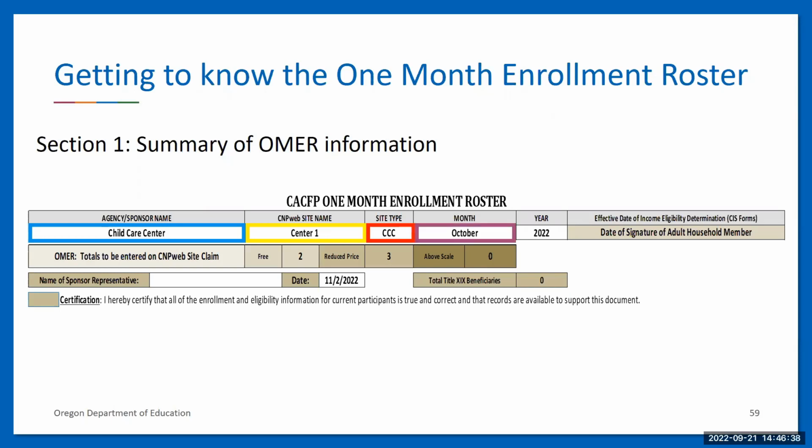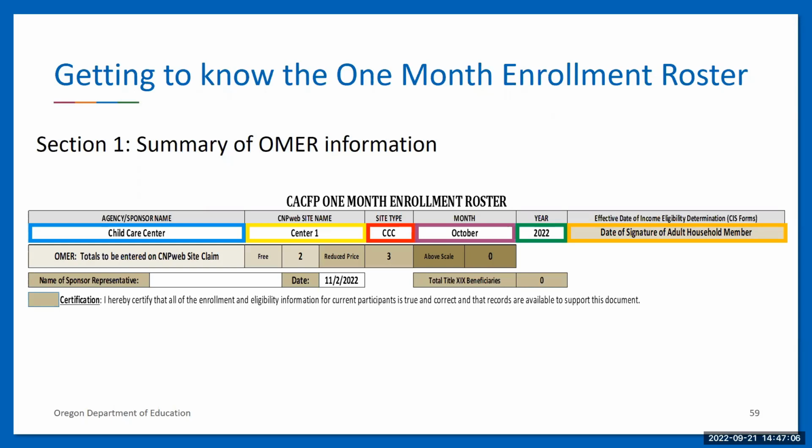Similarly, when you select the cell under month, now outlined in purple, a drop-down list of all months will appear. This is where you document which month your OMER represents. Selecting the year that your OMER is documenting, now outlined in green, also uses a drop-down list. Next is the effective date of income eligibility determination, now outlined in orange, which also uses a drop-down list.